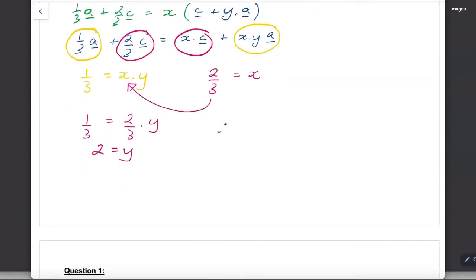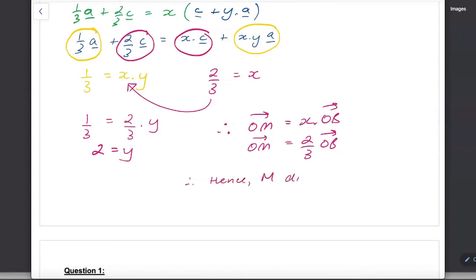So let's actually have a look at this. OM is equivalent to x lots of OB, which means that OM is equal to 2/3 of OB. And that's what we wanted to prove. So we can say, hence, M divides OB in the ratio 2:1 for OM to MB. And we have actually proven that OM is 2/3 of OB, the ratio of 2:1.